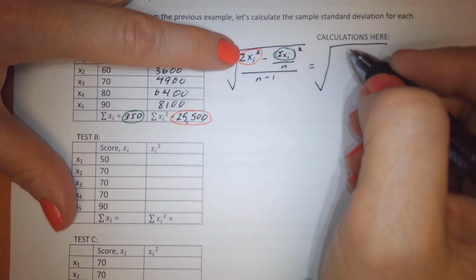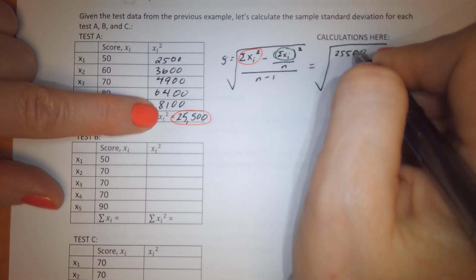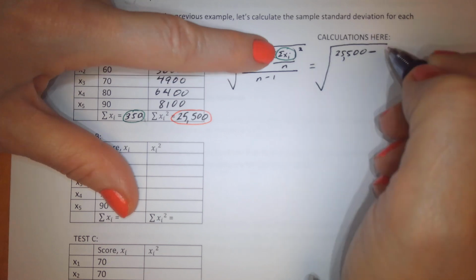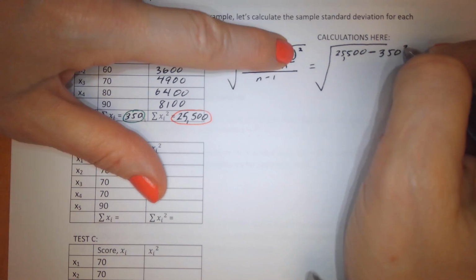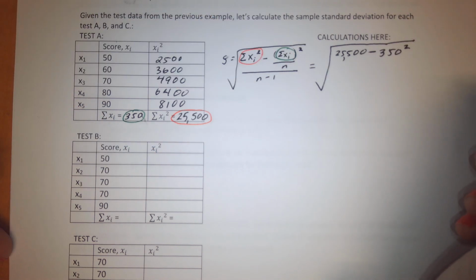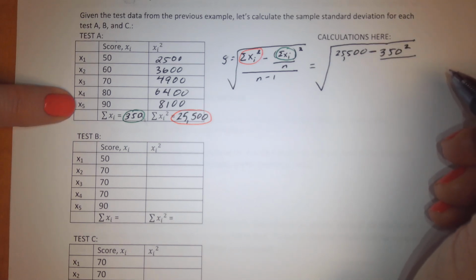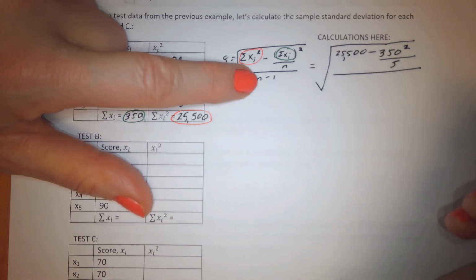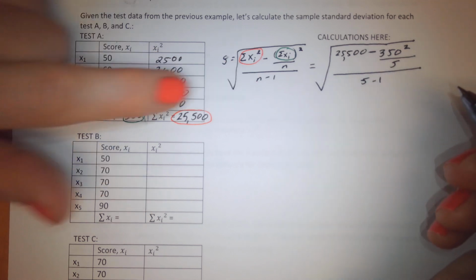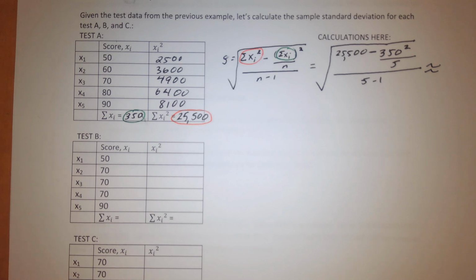So right here is the sum of the x squares, which is 25,500. Then we're going to subtract the sum of the x's, which is this number, squared. That's divided by n. So we divide by the number of items in my range, which is 5. Then we divide all of that by n minus 1, which is 5 minus 1. So we're going to put this all in my calculator and calculate. So I'm going to do that here.